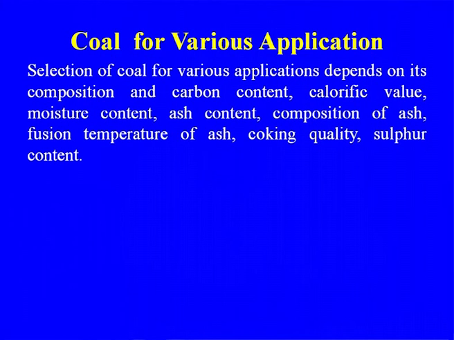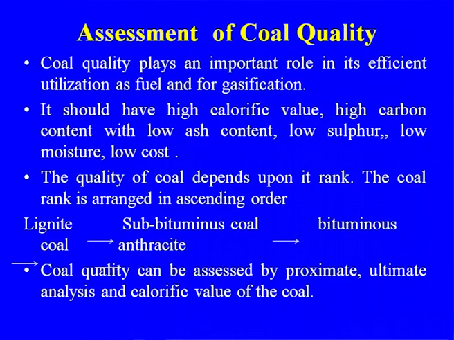Selection of coal for various applications depends on its composition and carbon content, calorific value, moisture content, ash content, composition of the ash, fusion temperature of ash, coking quality, and sulfur content. Assessment of coal quality: coal quality plays an important role in efficient utilization as fuel and for gasification. It should have high calorific value, high carbon content, with low ash content. It is always desirable, otherwise the whole economy of the process will be affected. Low sulfur content, low moisture, low cost.